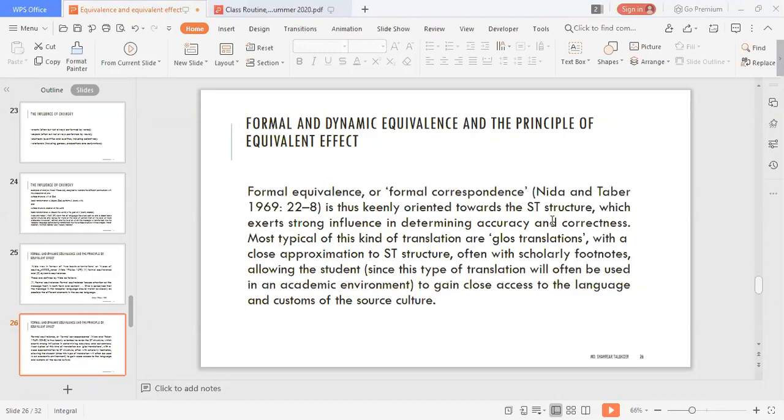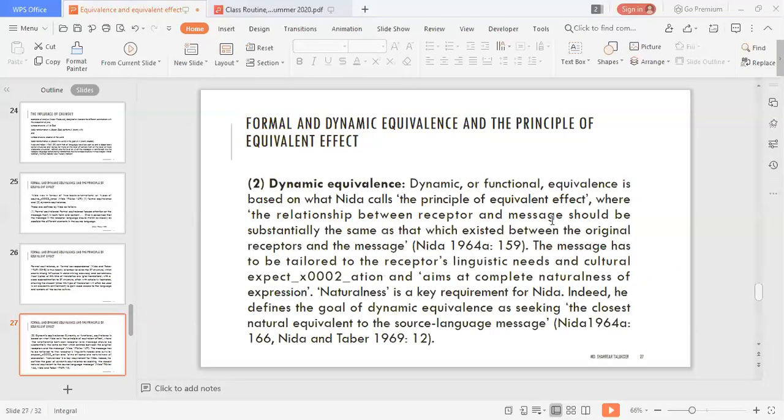Otherwise, we have another alternative, that is dynamic equivalence. Now we'll jump to the dynamic equivalence. Now here we see the dynamic equivalence or functional equivalence is based on what Nida calls the principle of equivalent effect, where the relationship between receptor and message should be substantially the same as that which existed between the original receptors and the message.